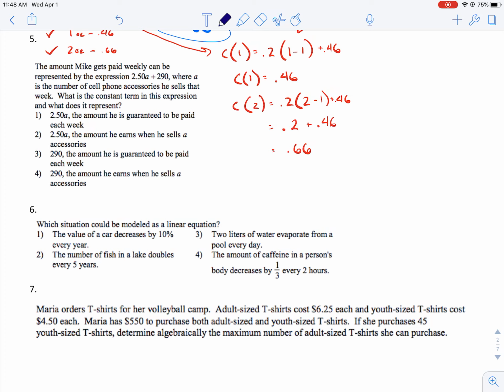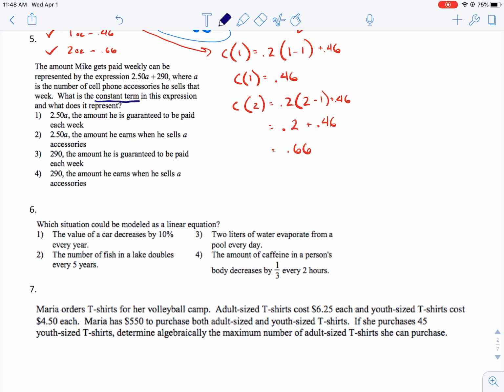Hopefully that helped you guys out there. Okay. So, the amount Mike gets paid weekly can be represented by the expression 2.5A plus 290, where A is the number of cell phone accessories he sells that week. What is the constant term in this expression, and what does that represent?